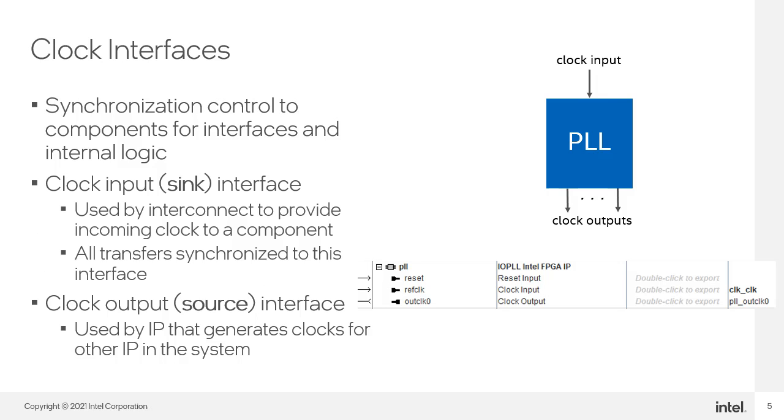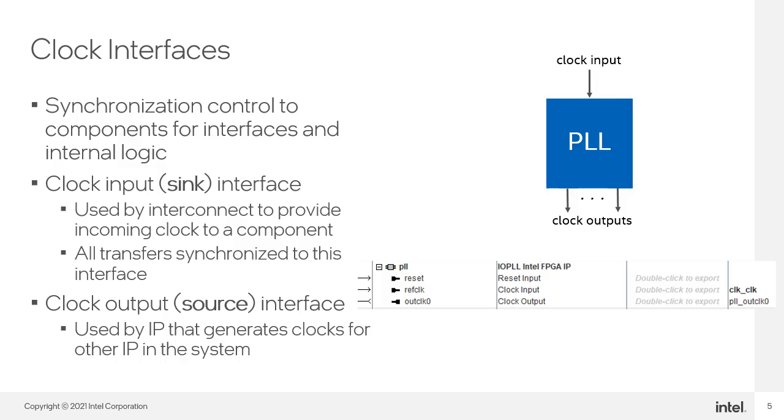Let's start with clocks. Clock interfaces generate or receive clocks to synchronize communication between Platform Designer components. Clock signals are used by other component interface types and can be used by the internal logic of components themselves. Clock input or sink interfaces provide an input clock to a component. The clock is used to synchronize transfers on other component interfaces and can also be used by a component's logic.